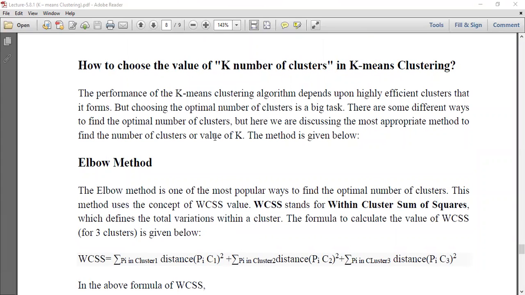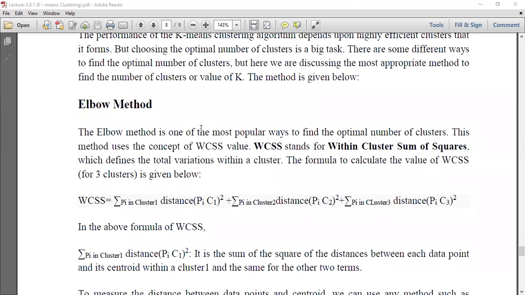How do we choose the value of k, the number of clusters, in k-means clustering? The performance of the k-means clustering algorithm depends upon the highly efficient clusters that are formed. There is another method, the elbow method. The elbow method is one of the most popular ways to find the optimal number of clusters. This method uses the concept of WCSS, within-cluster sum of squares, which defines the total variation within a cluster.